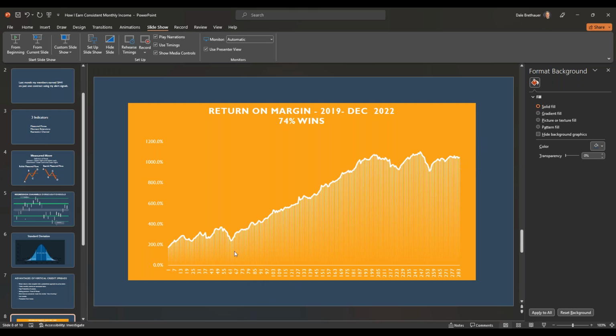You can see that I do have losers. I do have losing streaks, but when you get an equity curve like this, where you're just going up in the positive direction, that's the kind of strategy you need to get a hold of, learn how to execute it, and you're gonna have that consistent monthly income for the rest of your life.